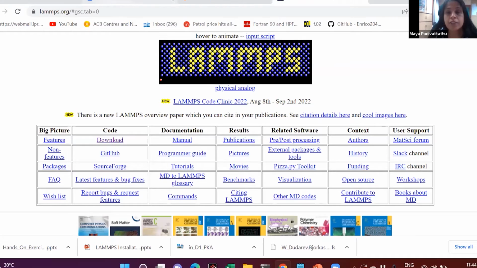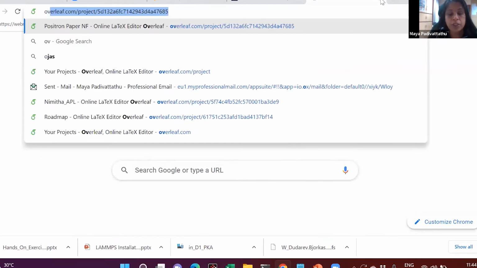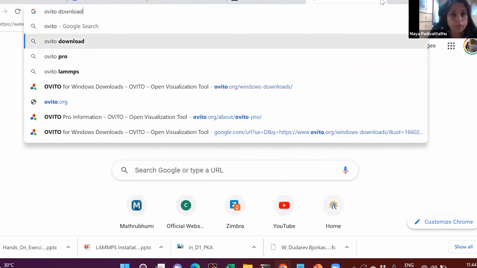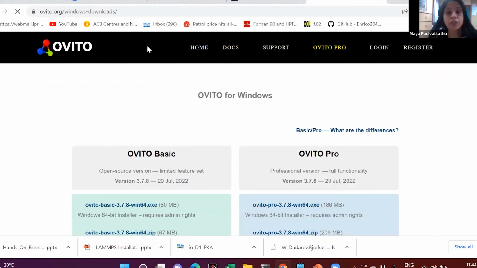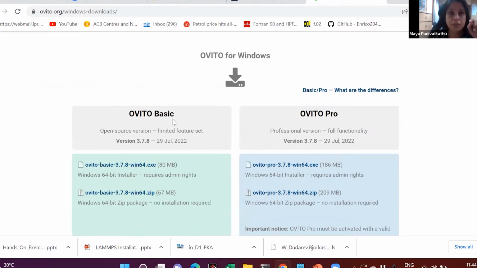The other thing one uses for visualization is Ovito. It's a free visualization tool. The best part is that it's in Python, and those who know Python can write little scripts for their own visualization. So this is another tool that one can use.